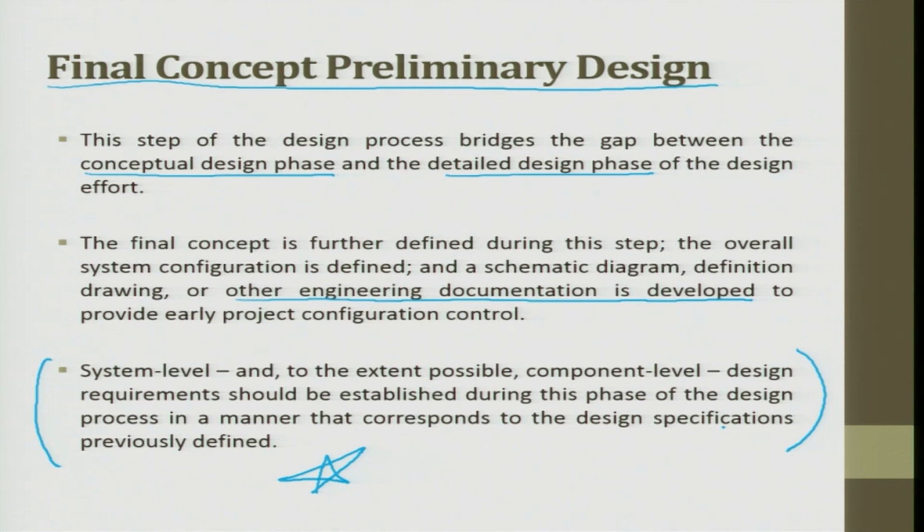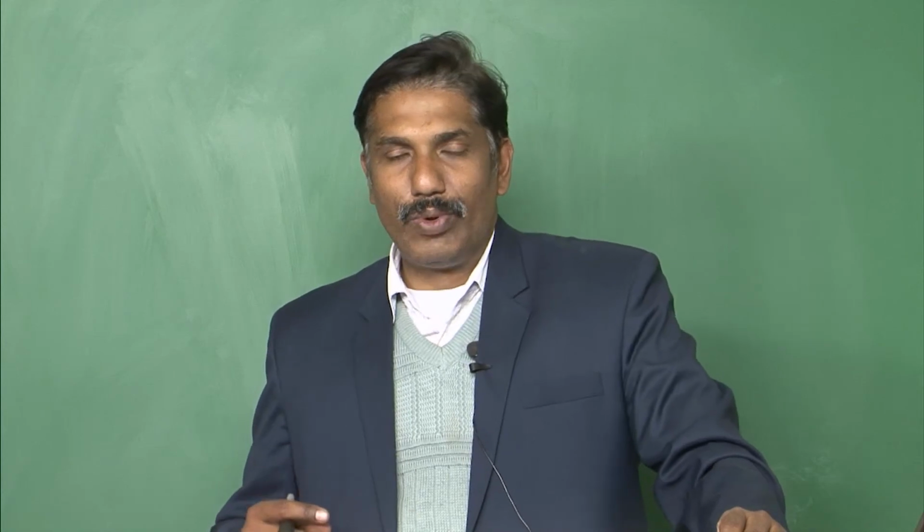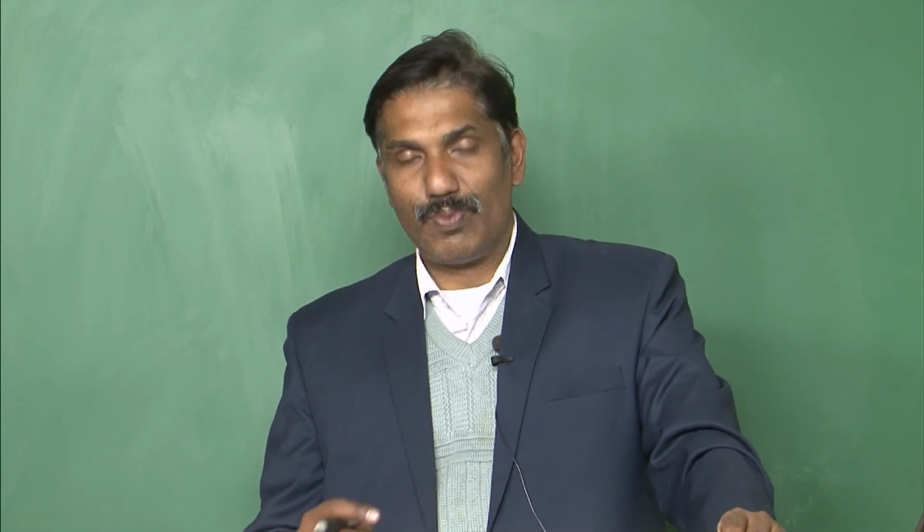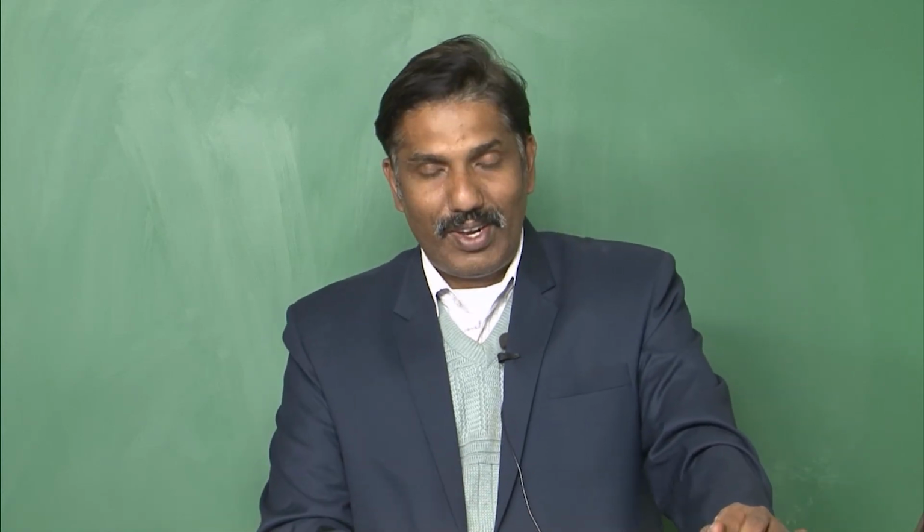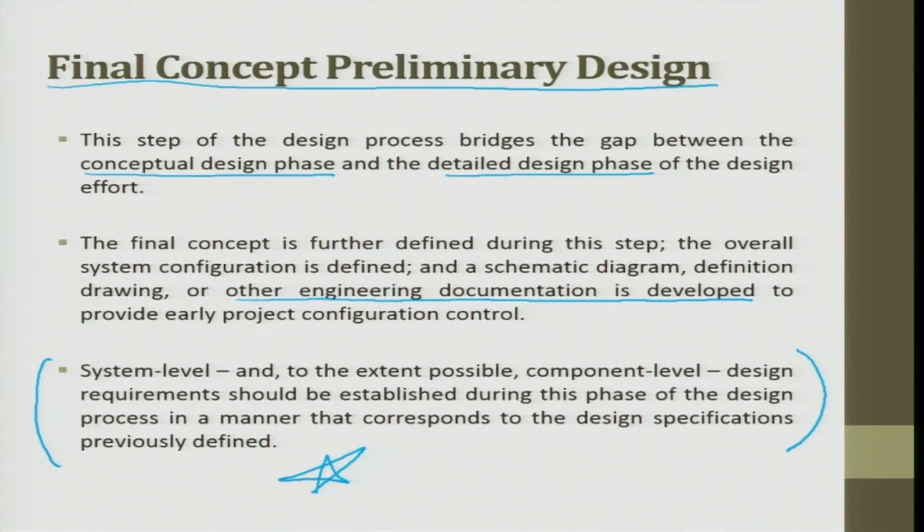System level and to the extent possible component level, that is what I said, be as liberal as possible, give 25-30 specifications for a small component. So, at system level you give all, and you also make sure it is given at the concept level also, should be established during this phase of the design process in a manner that corresponds to the design specification.